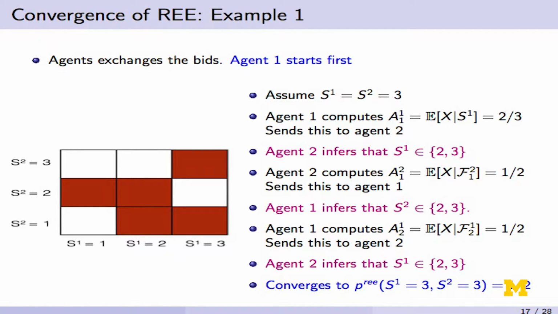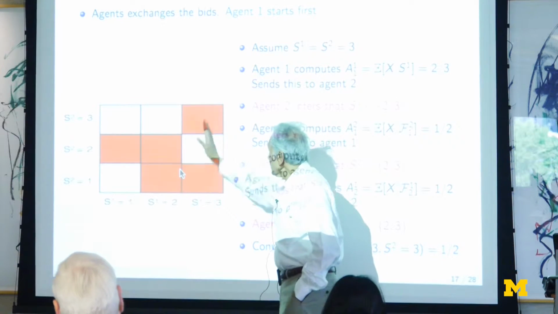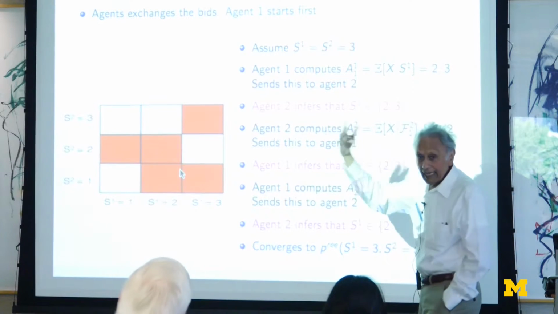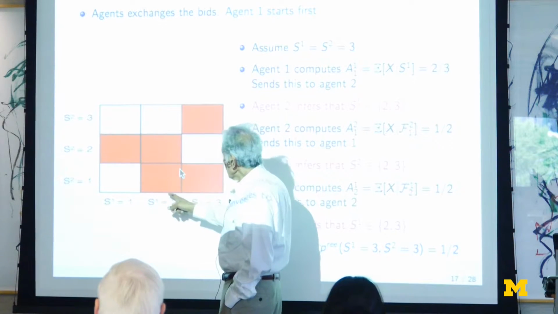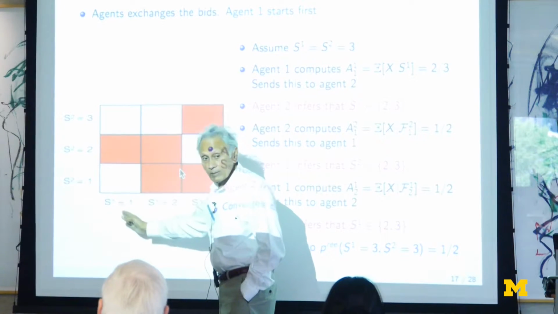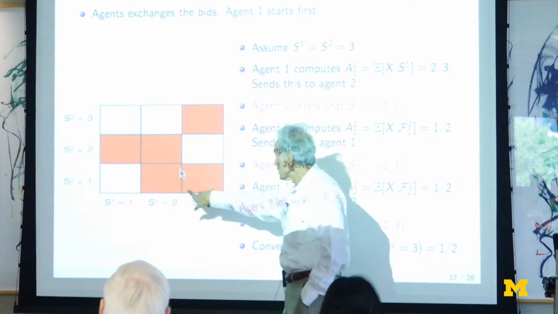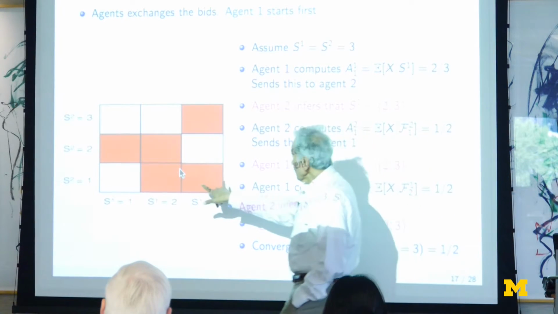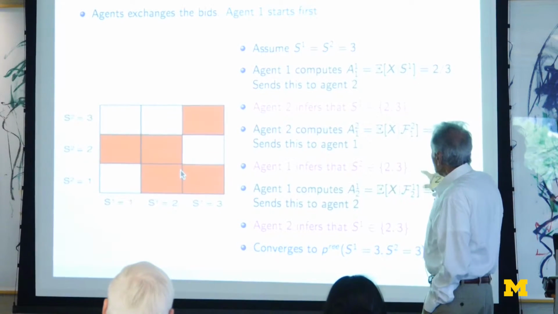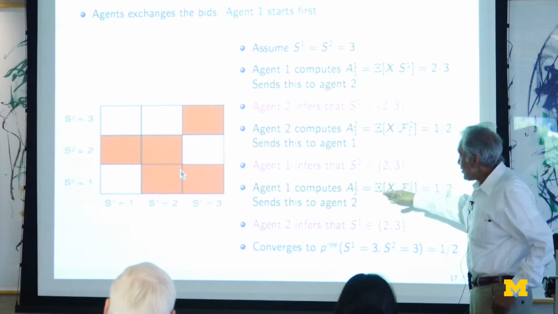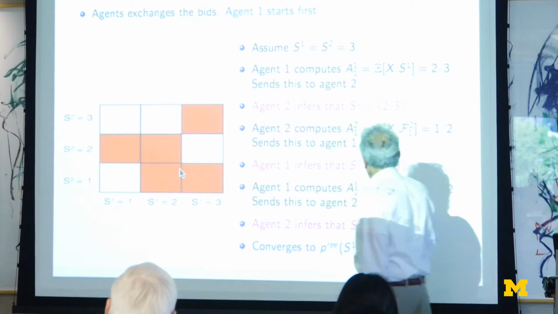Okay, let's look at the convergence to this rational expectation equilibrium. Agent 1 starts first, and assume that both signals are 3. So agent 1 knows that he's here, agent 2 knows that he's there. Agent 1 starts first, so he knows he's here, so there are 2 reds and 1 white, so his expected value is 2/3. And he sends that to agent 2. Knowing that the expected value is 2/3, agent 2 knows this payoff function. Then he knows that agent 1's signal is either 2 or 3, because here his expected value would be 1/3, and this here is 2/3. And so he immediately infers that agent 1's signal is either 2 or 3. He knows his own is 3. So he must conclude that the expected value is 1/2. So he sends 1/2 to agent 1. Agent 1 can immediately infer that S1, and sends this on.